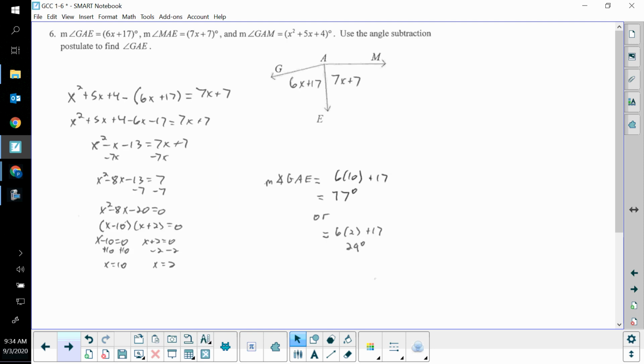All right, in 6, they also wanted us to use angle subtraction postulate. So take the whole thing, the GAM, and subtract one of the parts. I chose to subtract the 6x plus 17. You could have reversed which one you were subtracting and which one it was equal to. Either way, you would have went through and factored. We get x equals 10 and x equals 2. Remember, when that happens, just make sure you're getting positive values there, something that would make sense. Now, GAE could end up being 2 different things based on our x values. You could either get 77 or you could get 29.